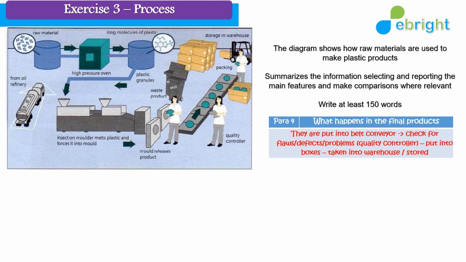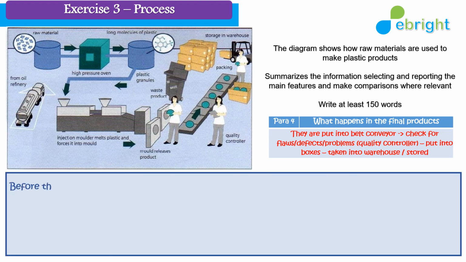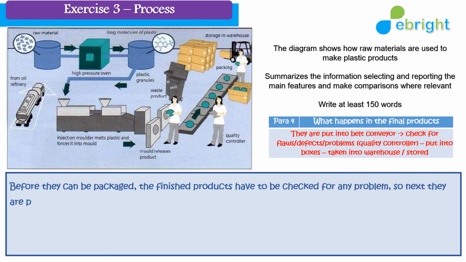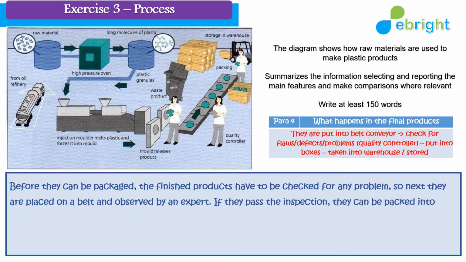Yes, let's play along with me and write together paragraph 4 as the example over here. Before they can be packaged, the finished products have to be checked for any problems. So next they are placed on a belt and observed by an expert. If they pass this inspection, they can be packed into boxes and then taken to a warehouse for storage. Great. How many words? 44 words. So in total, 164 words.